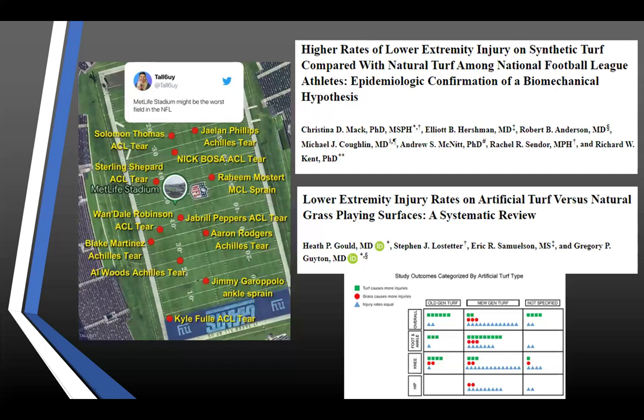But a 2022 more recent systematic study looked at studies of injuries on turf and grass for all levels of competition, whether you're a professional, high school, or youth. They found that there was really no significant difference when you're looking at the new generation of turf. The older generations had a more significant leaning towards turf causing more injuries, but the newer generation was found to be equal, and turf doesn't really seem to make a difference.